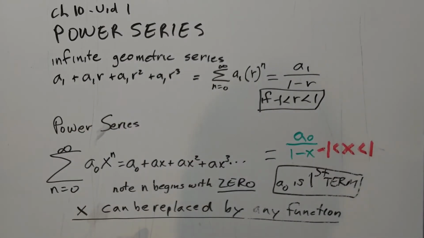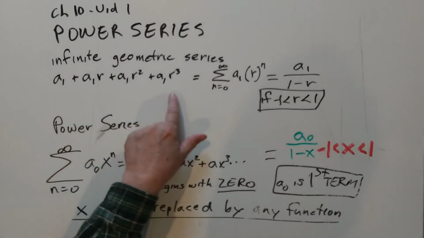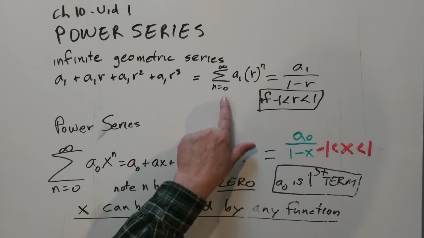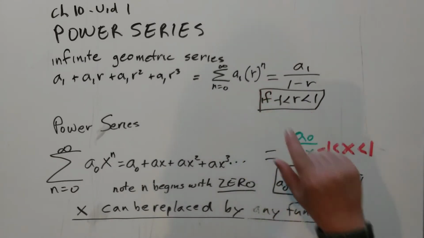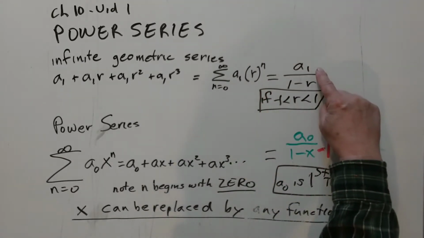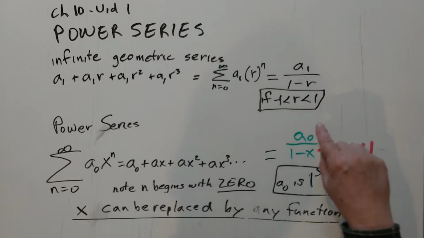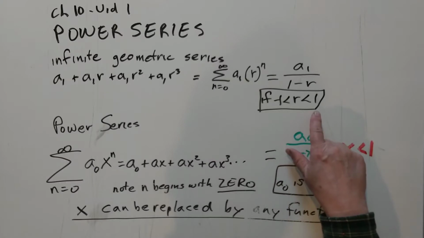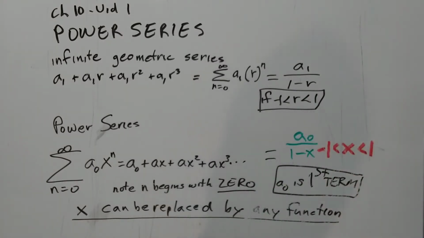And if we remember, an infinite geometric series was a series represented by this summation going from 0 to infinity of a sub 1 r to the nth. And that was the first term divided by 1 minus r. And r had to be between 1 and negative 1 to converge on this number. If, of course, r is greater than 1, it won't converge at all to any specific number.